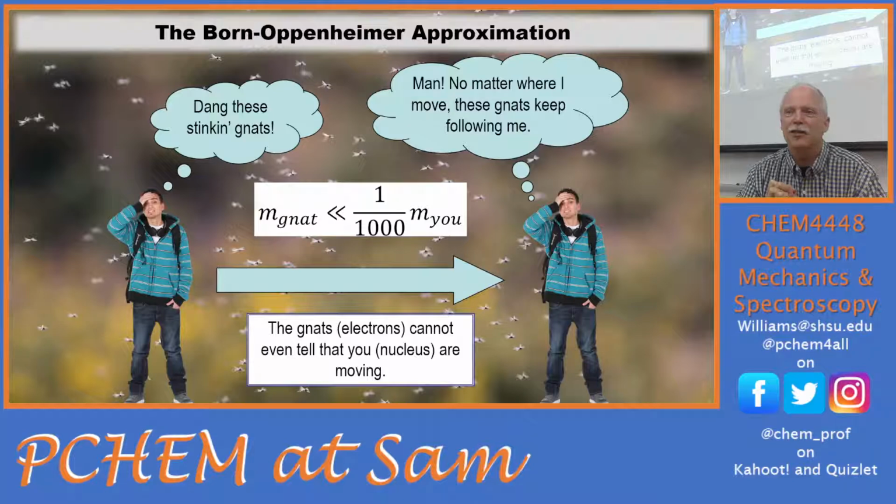So this is the main approximation that allows us to calculate the electronic structure of a molecule: the nuclei are so massive that in terms of the electrons, it's almost like the nuclei are not moving. This is what we call separation of variables.